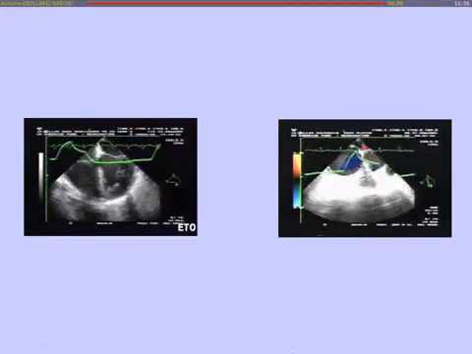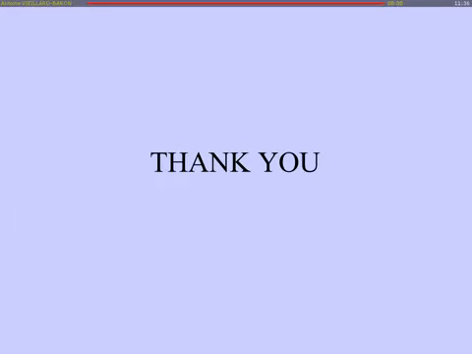So we did better in terms of right ventricular function and right ventricular pressure. Thank you very much.